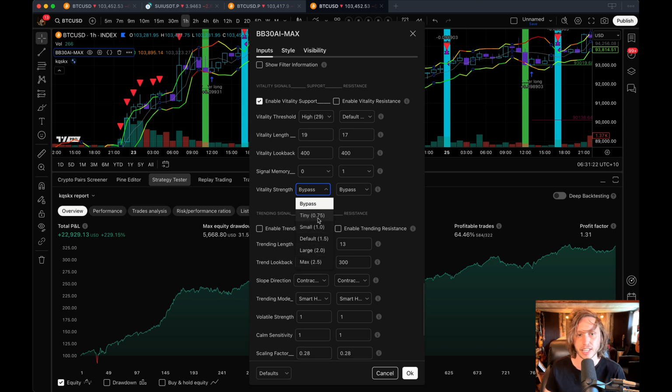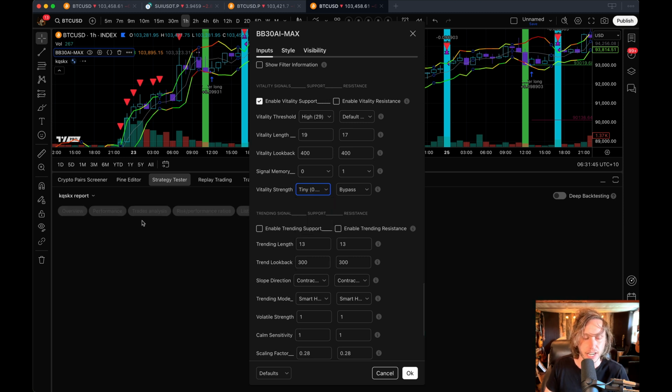Now this isn't necessarily a percentage. It's kind of based on AI a little bit and machine learning. It's based on past history. So this is basically small to large. Small just means it's less of a strong close. Large means it needs to be a really strong close below the band. Let's put this at 0.75 and see if it changes anything.